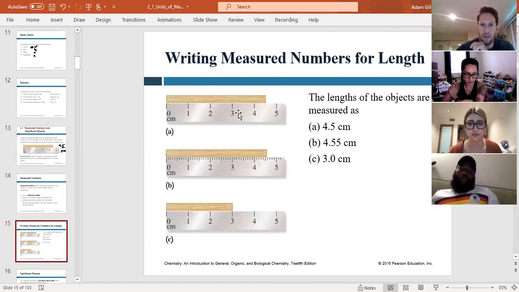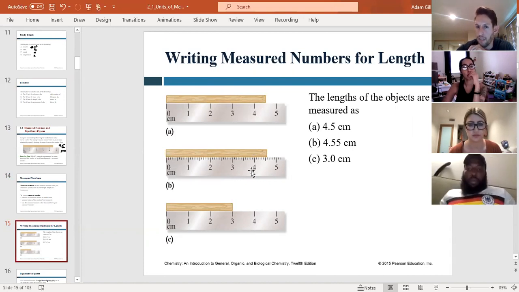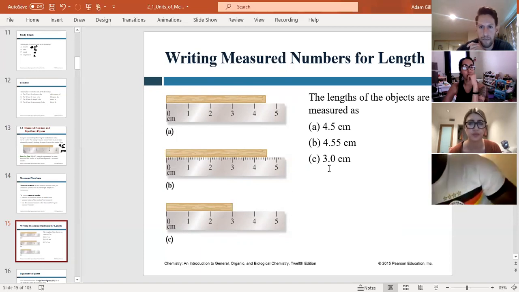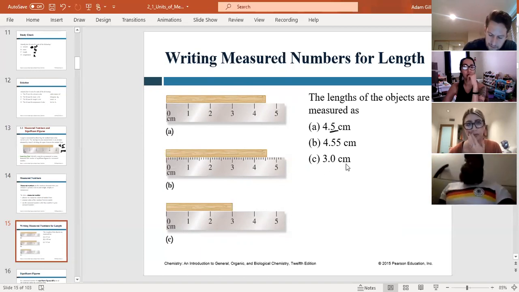Okay. So here is a further example of measured numbers. So this first one is 4.5 because you're halfway between the 2 marks. Now, if your meter stick had smaller ticks there, now you can say it's 4.55 because it's somewhere in between the 4.5 and the 4.6 mark, right? Or if it was here, you would say, oh, it's 3, right? You could say 3.0 because you're guessing that it's exactly 3. So your last digit is always the guess.